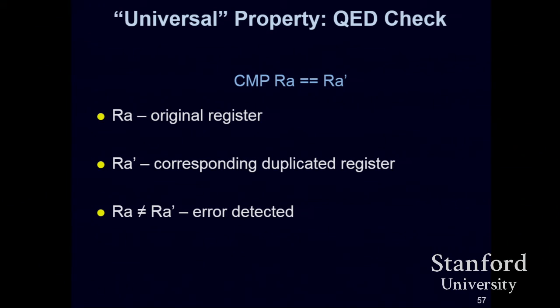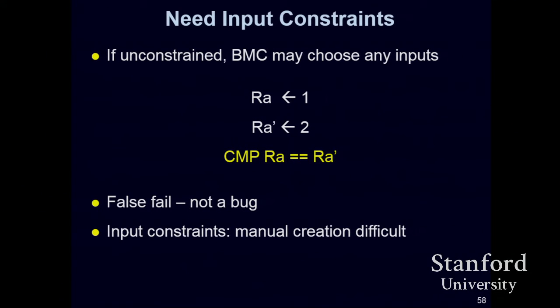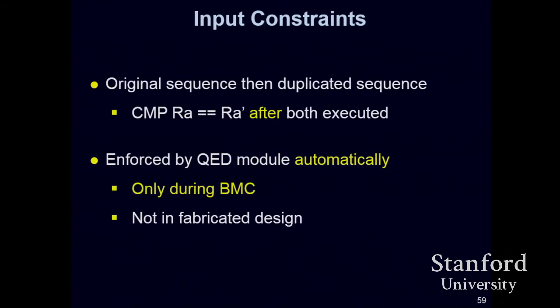Now we have to be a little bit careful about the property that we're checking. In QED, the property that we check is that the registers and the shadow registers match. Obviously, this isn't going to work unless we are a little bit more careful about what the sequence looks like. You could trivially set the two registers to different values. That's a legal sequence of instructions, and it wouldn't match. So what we have to do is constrain the input sequence to be what we call a QED trace, meaning that it consists of a set of instructions followed by a duplicate set of instructions, and only at that point do we check the result. I think I just said that.